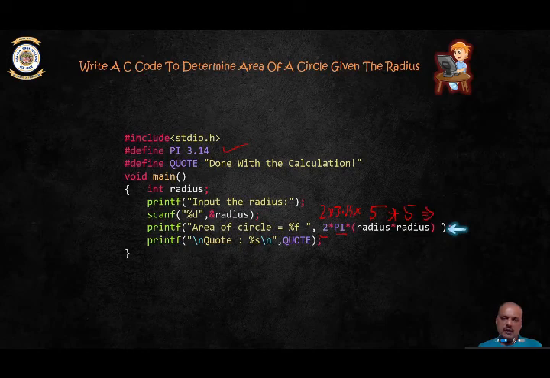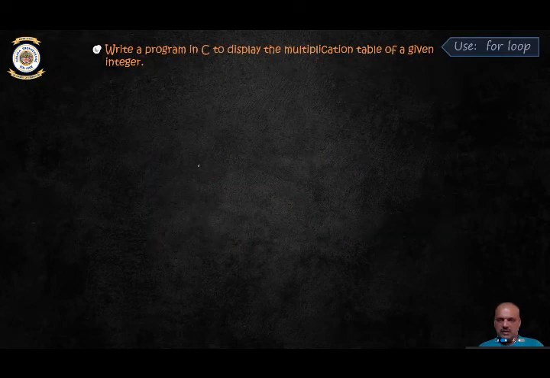And the output of this equation gets printed out in this position of the printf command. So what you get at the output is, say, the area of the circle is equivalent to whatever has been calculated at the output of this equation. After that, in the next line, a message again gets printed out, which is nothing but a string, done with the calculation, and finally the code gets terminated. So that was all about calculating the area of a circle.